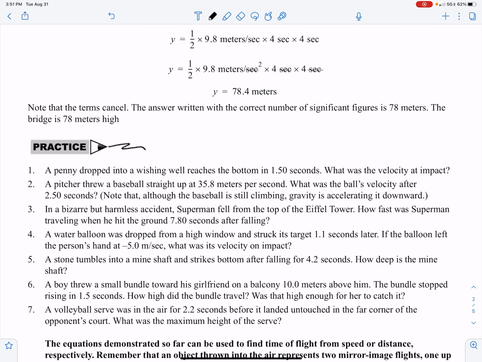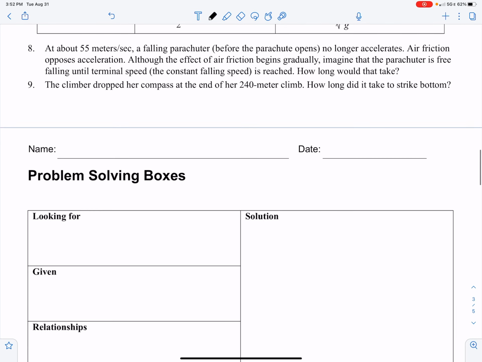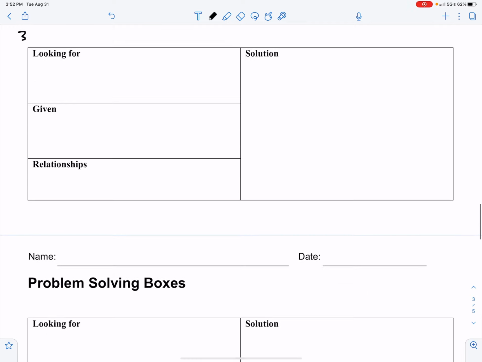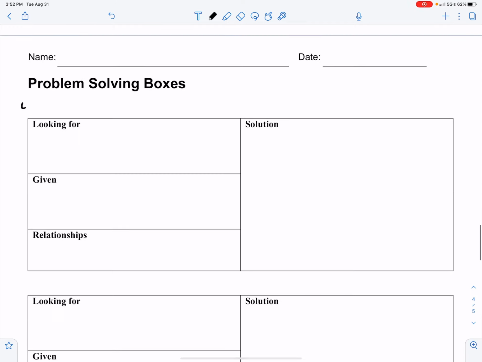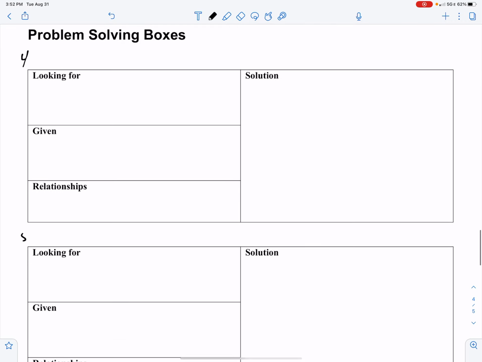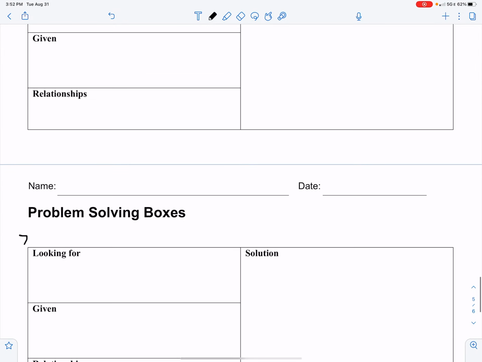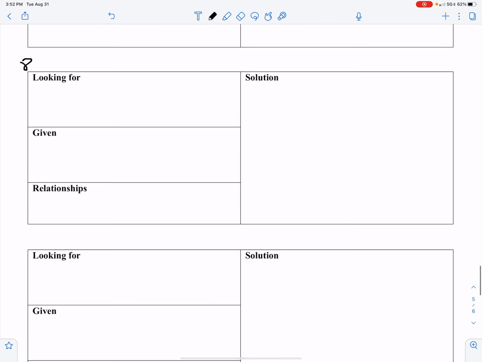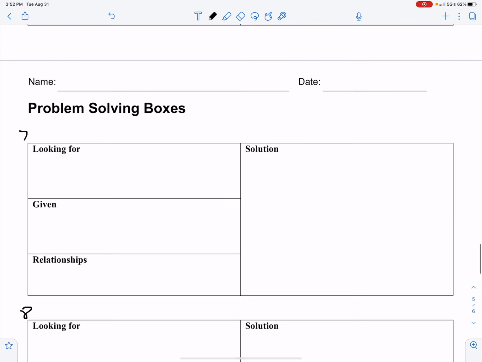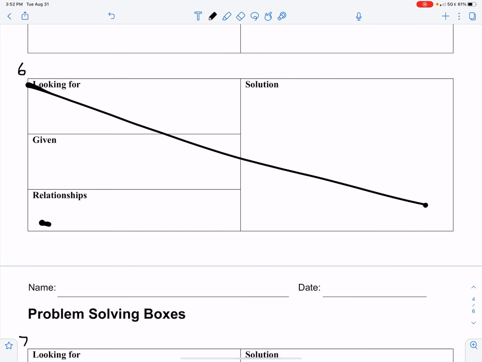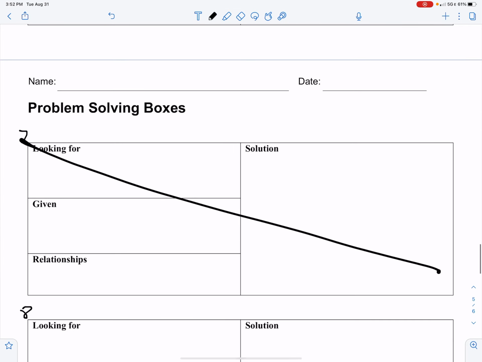Now, for the organization of our problems, number 1 is going to be the first problem-solving box. Number 2, number 3, number 4, 5, 6, and on the last page, 7, 8, and 9. Now, take a second to go ahead and cross out number 6 and number 7, as we will not be doing those in this tutorial.